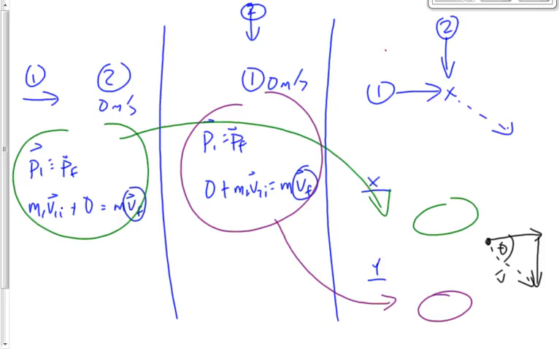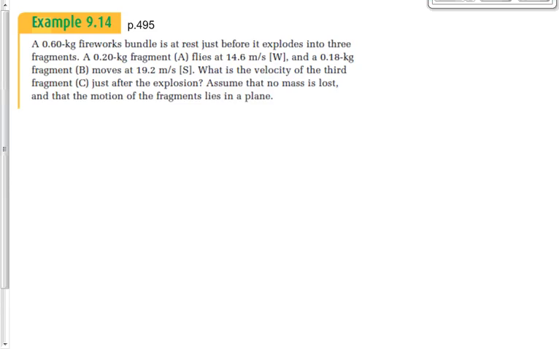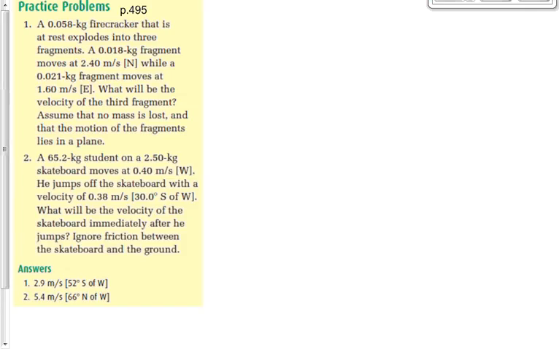If it's two dimensions, x and y, then you've always got to break it into the x and the y. All right. We had a few questions for homework last night. First set we had was page 492, I believe. Any issues with either of those questions on 492? All right. If we don't have any questions with 492, how about the questions on 495?